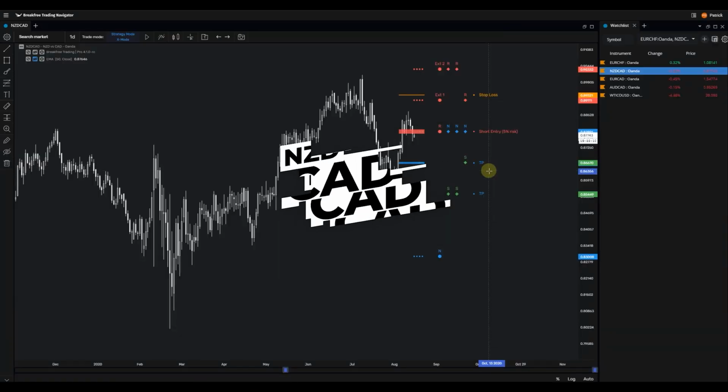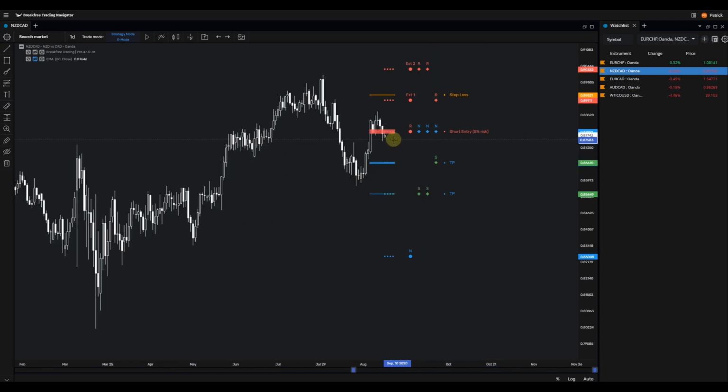Next up, we have NZDCAD. It went back below the entry. So this is a trade you guys can set up. The trade went back below our entry over here. It was hovering above our entry for a little bit, but it fell back below the entry. So if you haven't set this trade up, this is a trade you can set up. The price is now below the entry, which means we can place our limits.